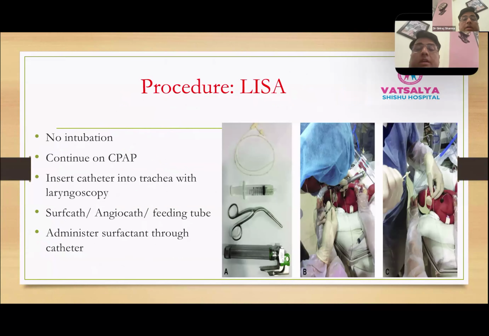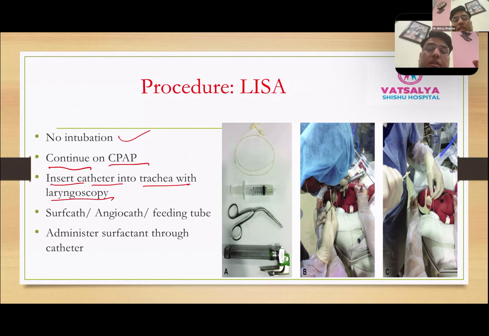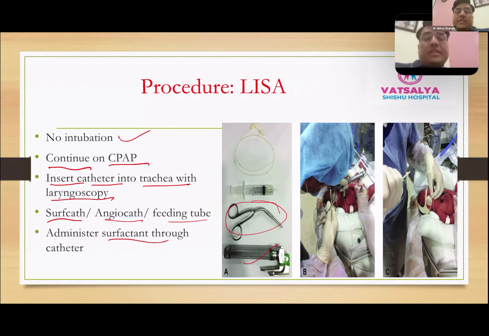LISA method. In LISA, no intubation is required. Continue the baby on CPAP. The baby is spontaneously breathing on CPAP. Insert the catheter directly under vision with a laryngoscope, using a surfcath, angiocath, or simple feeding tube. Also, we can administer directly under vision with the help of laryngoscopy, and we can insert with Magill's forceps. Also, we can insert this catheter and administer surfactant while continuing CPAP. This is the method of less invasive surfactant administration, LISA or MIST.